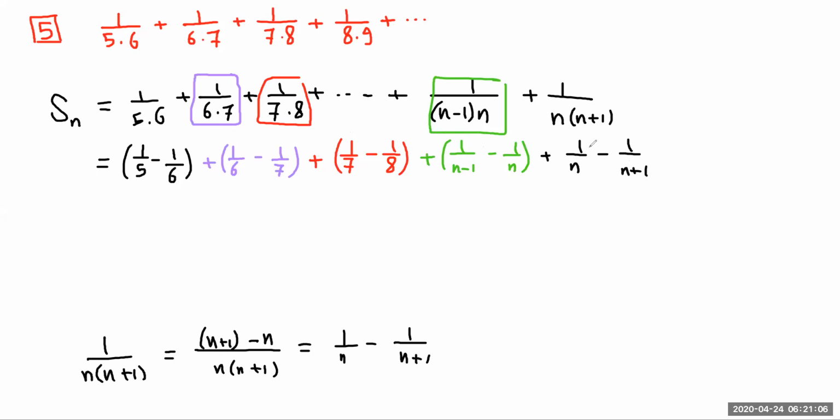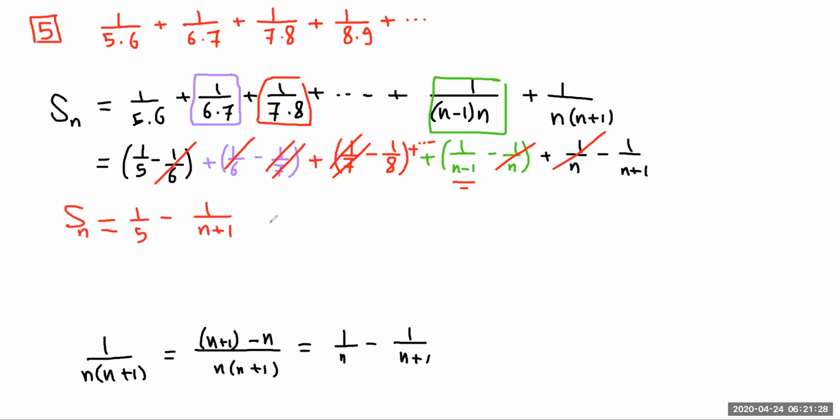Let's delete this term with this term. Also, this term will be deleted. There is an infinite number of additions here to be deleted. So we have minus 1 over 6 plus 1 over 6 minus 1 over 7 plus 1 over 7, etc. So I will have finally 1 over 5 minus 1 over n plus 1.